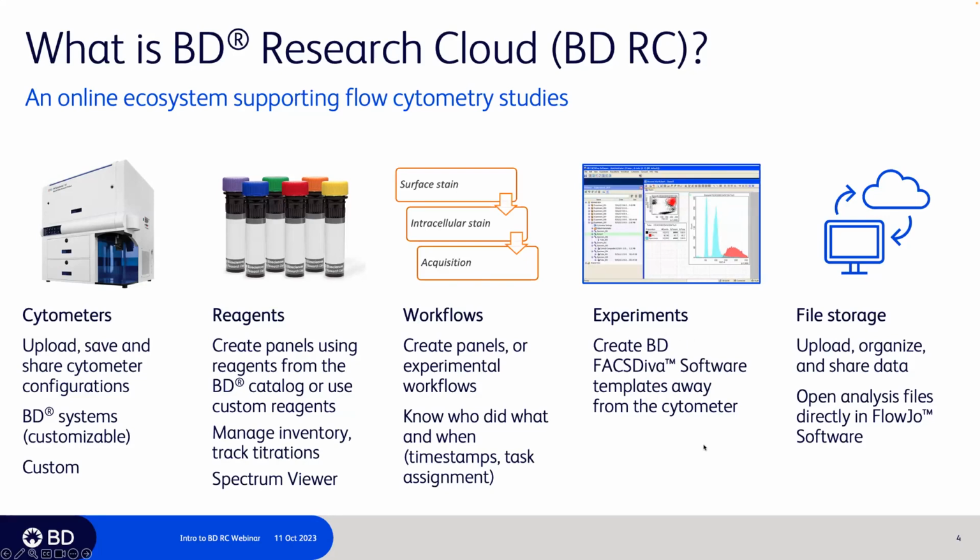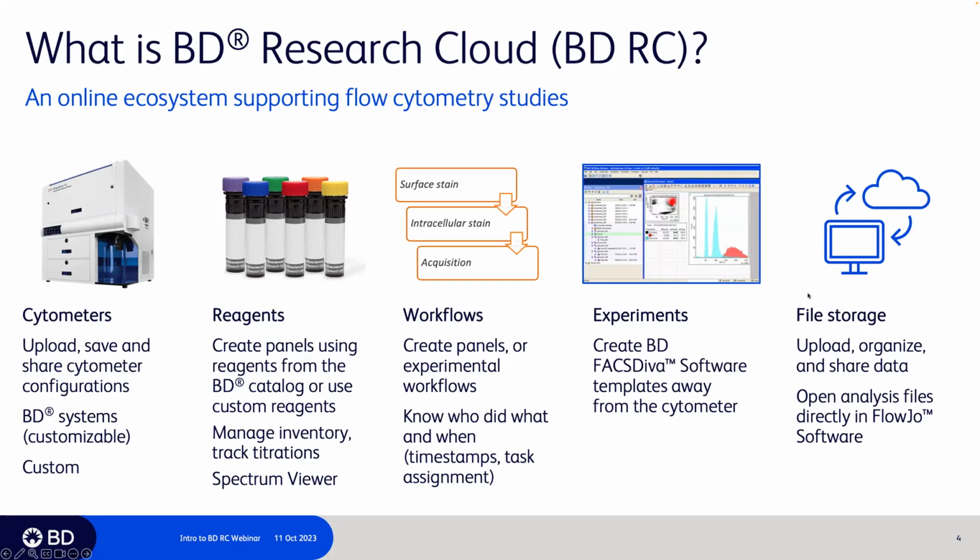In BDRC, you can also create FACSDiva software experiments. So when you're ready to acquire your samples, you can just hop onto BDRC and get a leg up to label your samples ahead of time away from the cytometer. This is particularly useful if the cytometer is in a core lab that's in another building. You can just log into BDRC from anywhere and start your experiment creation directly in BDRC.